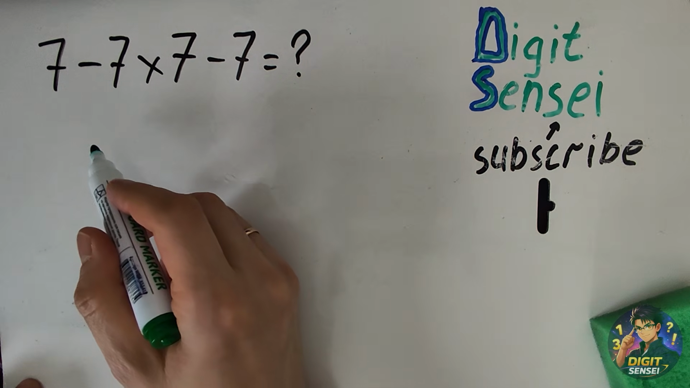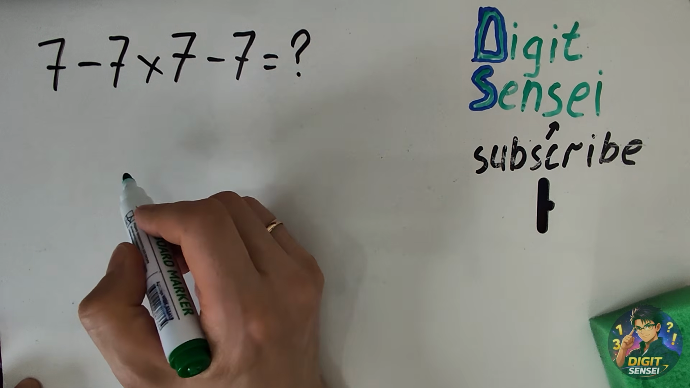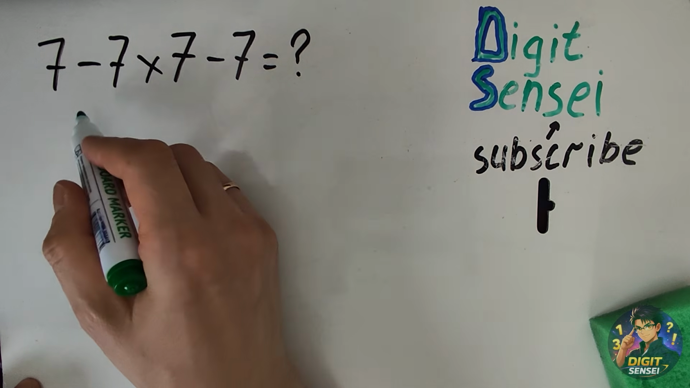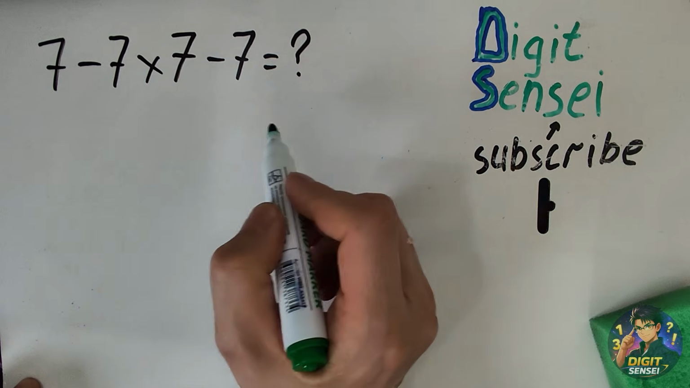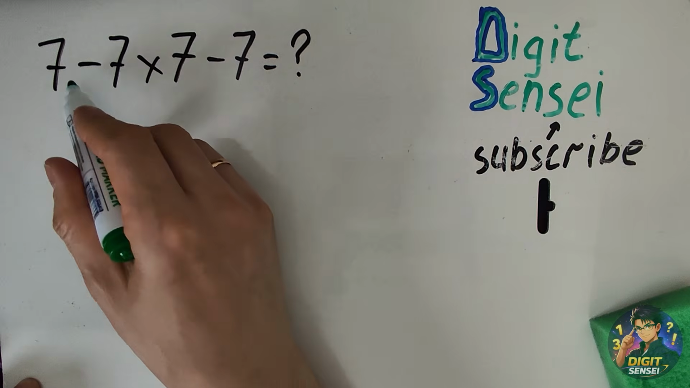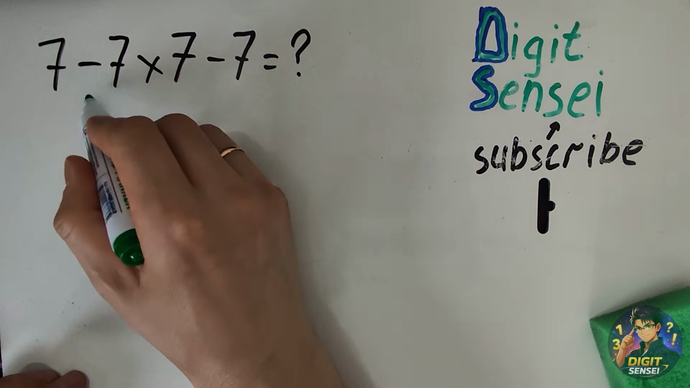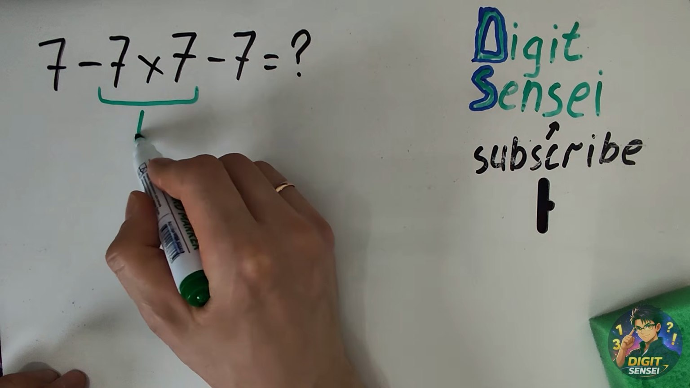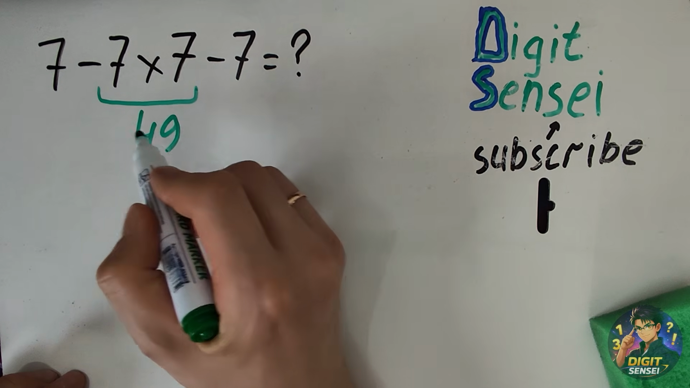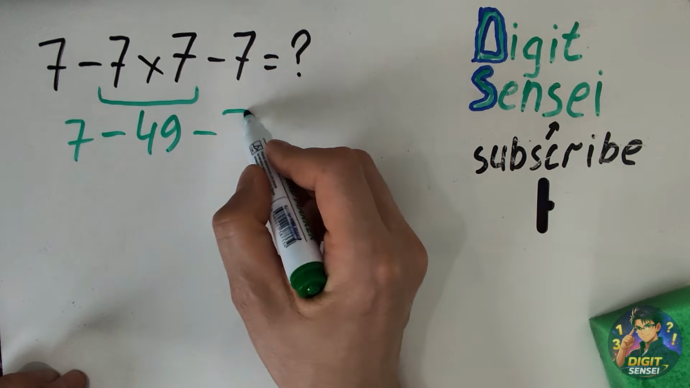According to the order of operations, multiplication has higher priority than subtraction. And when we have more than one subtraction in an expression, we have to go from left to right. So, first we have to do this multiplication, then this subtraction, and finally this subtraction. Okay? 7 times 7 gives us 49. So, 7 minus 49 and then minus 7.